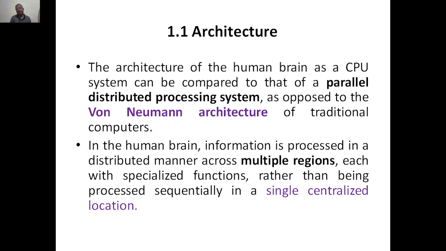Now the architecture of the human brain as a CPU system can be compared to that of a parallel distributed processing system.